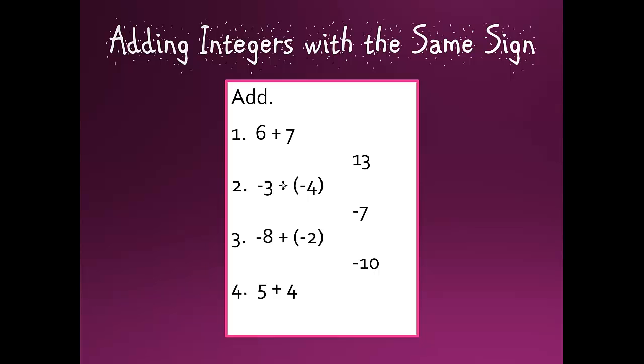And for number 4, 5 plus 4. The absolute value of 5 is 5, and the absolute value of 4 is 4. 5 plus 4 is 9. And since 5 and 4 are both positive, our answer is positive. So our answer would be 9.